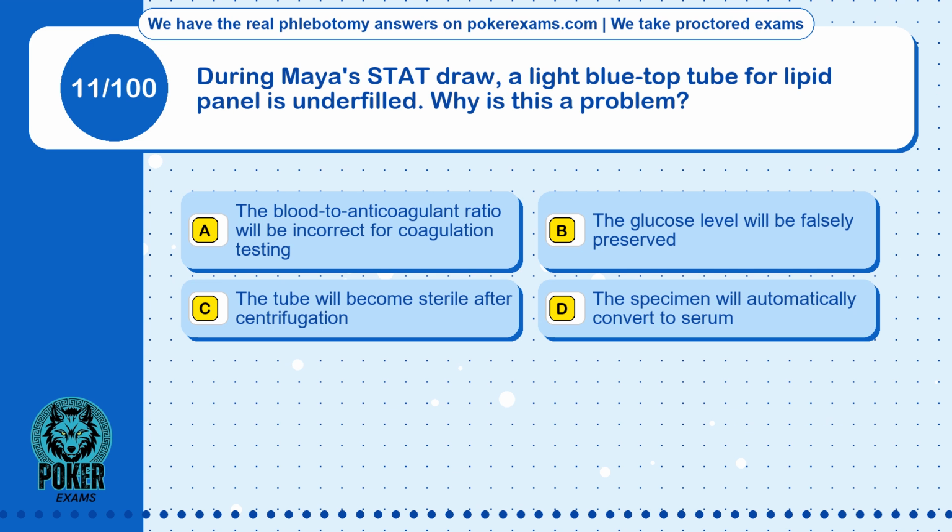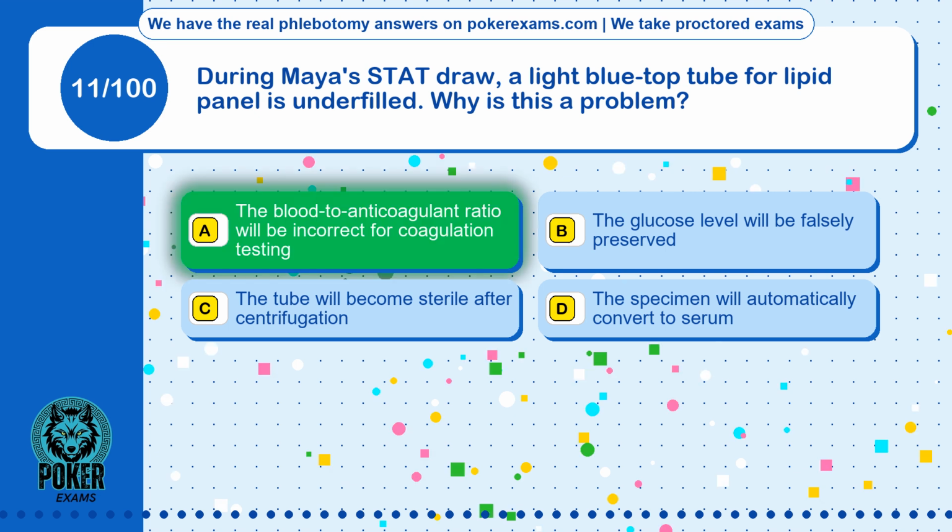Question 11. During MIA stat draw, a light blue top tube for lipid panel is underfilled. Why is this a problem? Option A. The blood to anticoagulant ratio will be incorrect for coagulation testing. Option B. The glucose level will be falsely preserved. Option C. The tube will become sterile after centrifugation. Option D. The specimen will automatically convert to serum.